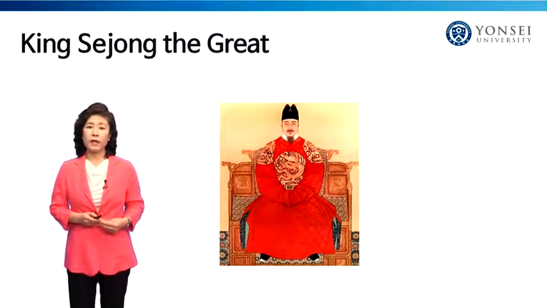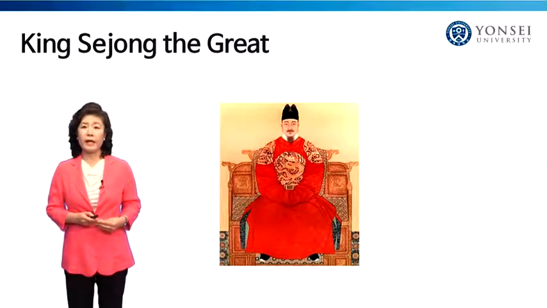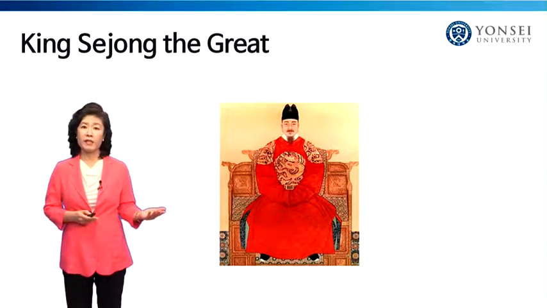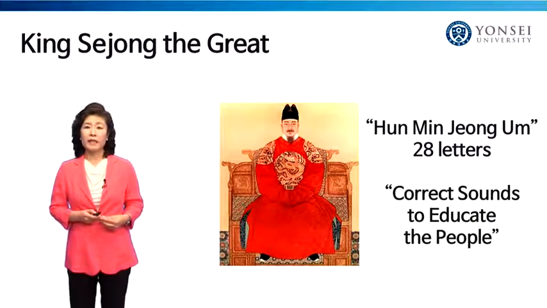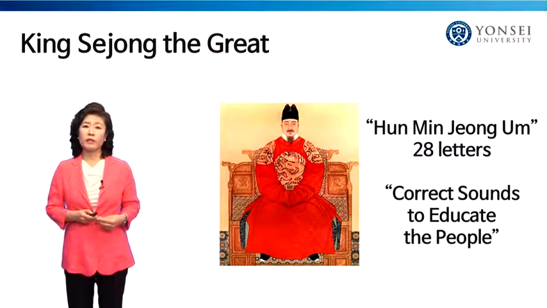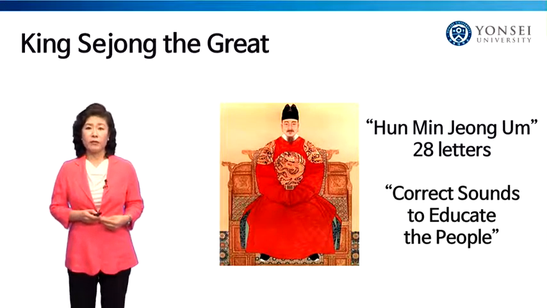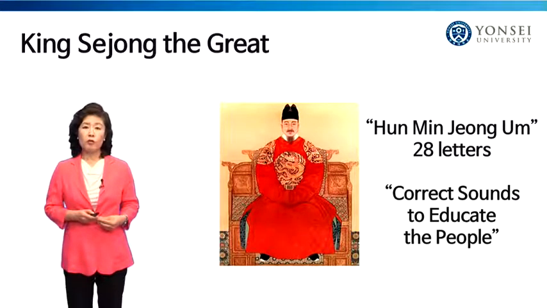Hangul, the Korean alphabet, was invented by King Sejong the Great in the 15th century. Do you know how many basic letters there are in Hangul? Well, in King Sejong's time, when Hangul was created, there were 28. This collection of 28 was given the name 훈민정음, which translates as correct sounds to educate the people.